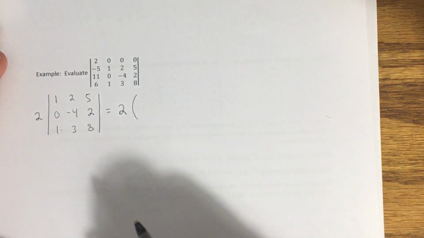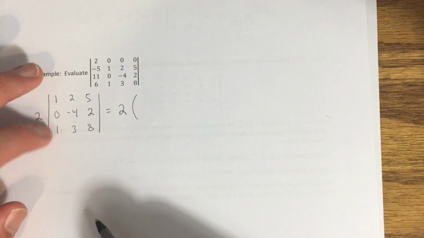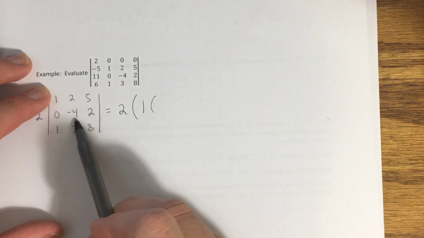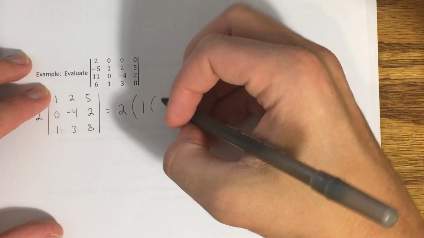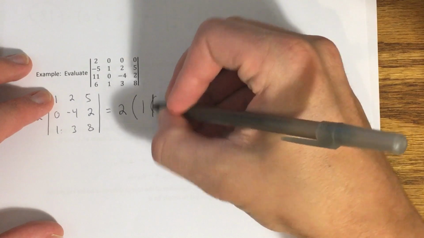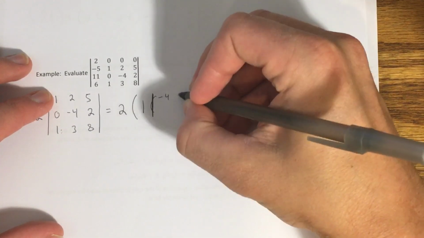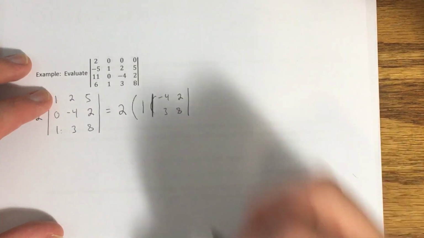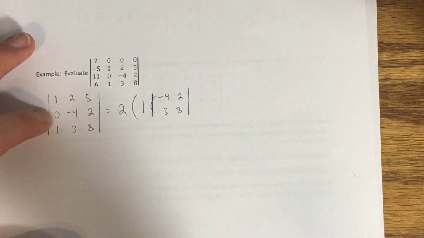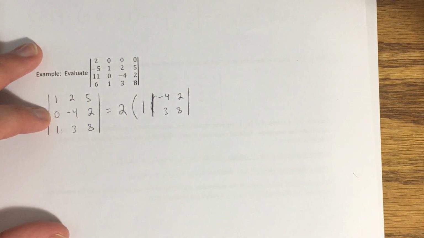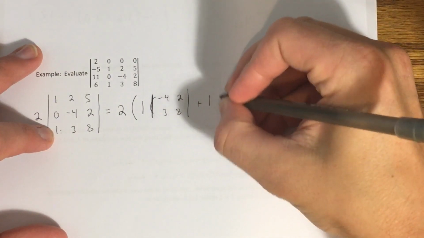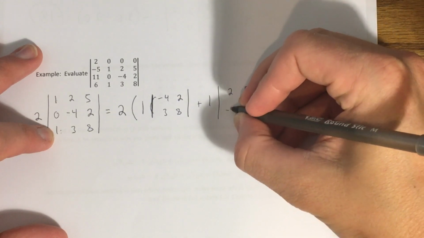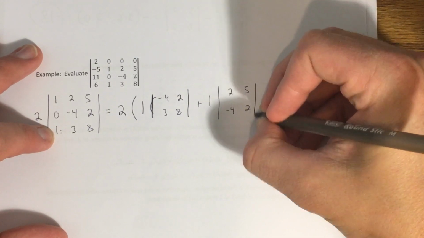So, okay, if I expand along this row, that's plus, minus, plus. I'm going to have 1 times the determinant, negative 4, 2, 3, 8. Minus 0 times a determinant, but it doesn't matter because it's just going to be 0. Plus 1 times the determinant, 2, 5, negative 4, 2.